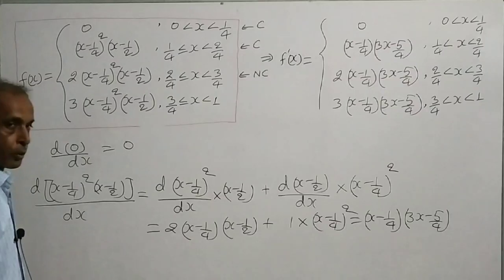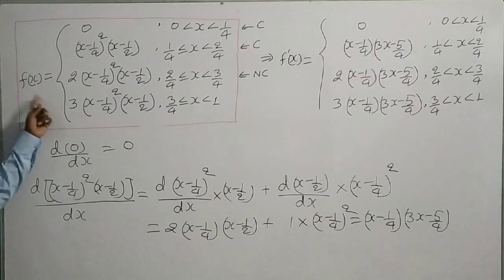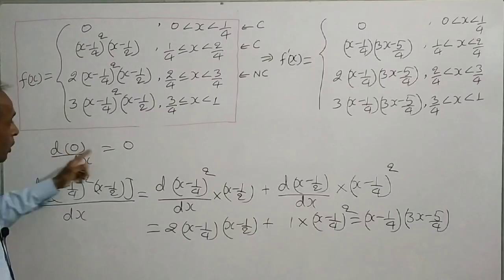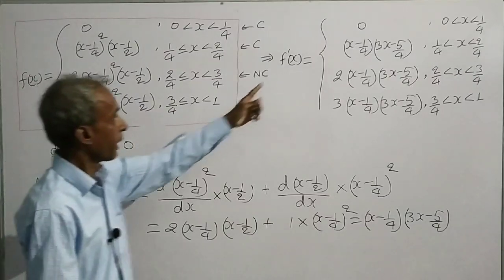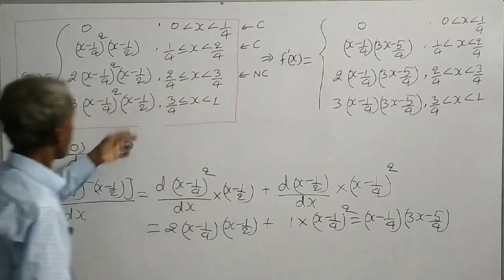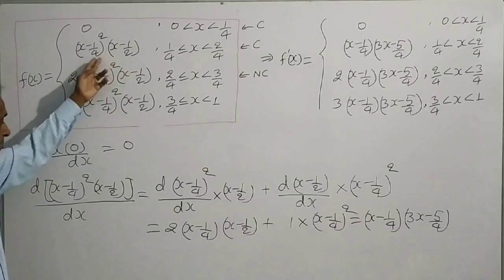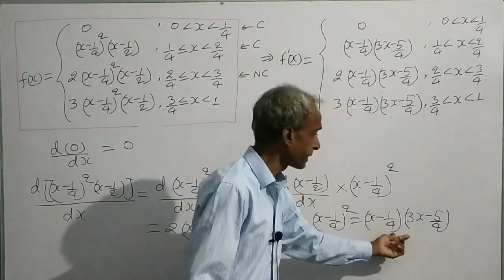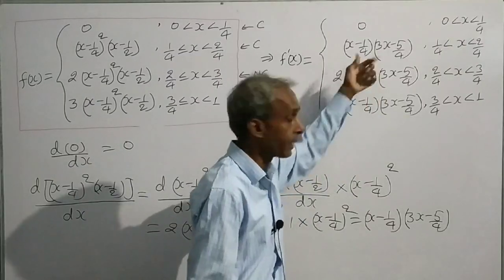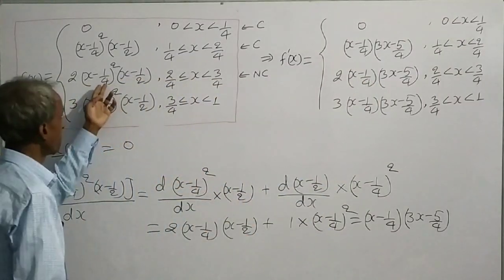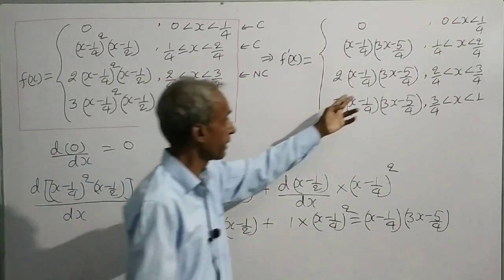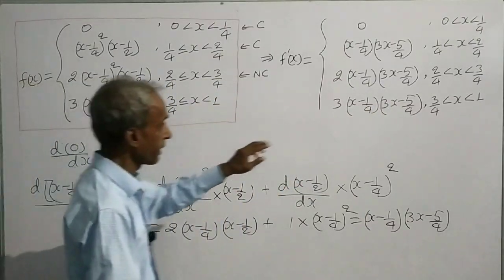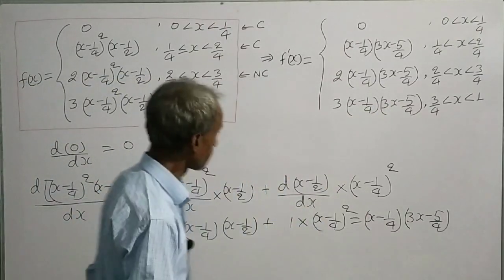Now we will differentiate f(x). When we differentiate 0, we get 0 and write it here. When we differentiate this expression, we get this expression and write it here. Similarly, we differentiate this expression and write it here. Differentiate this expression, write it here.